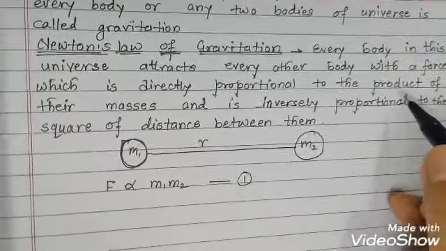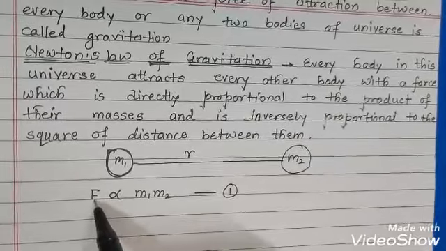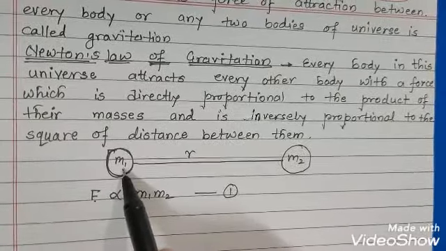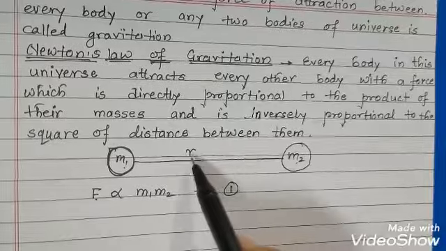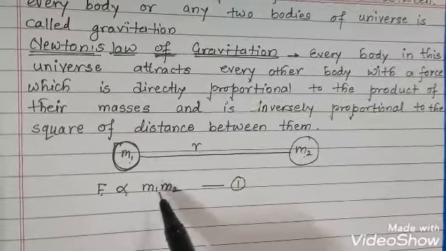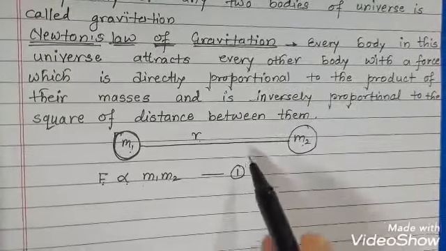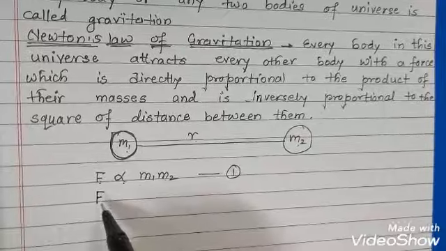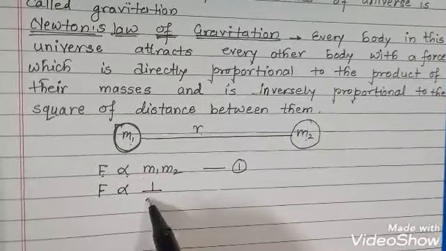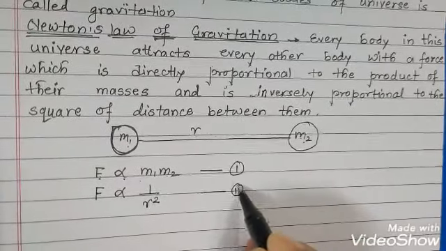So this is Newton's law of gravitation. Suppose we have taken two bodies of masses m1 and m2, and the distance between them is r. The gravitation force F is directly proportional to the product of the masses, m1 m2, and this is equation 1. And according to the law, the gravitation force between these two objects is inversely proportional to the square of the distance between them, that is 1 upon r square. This is the second equation.